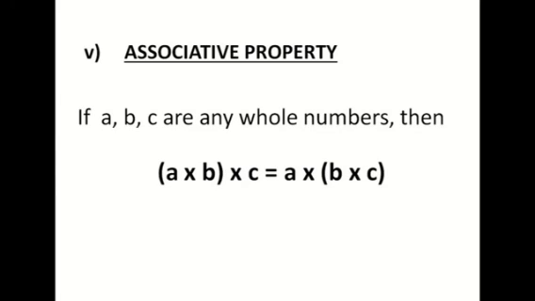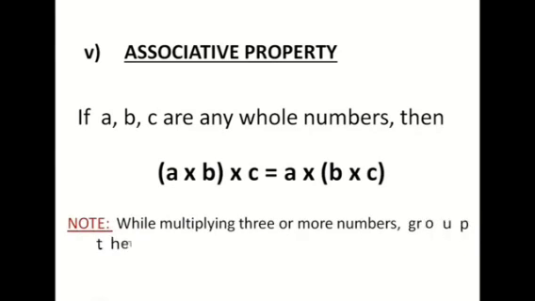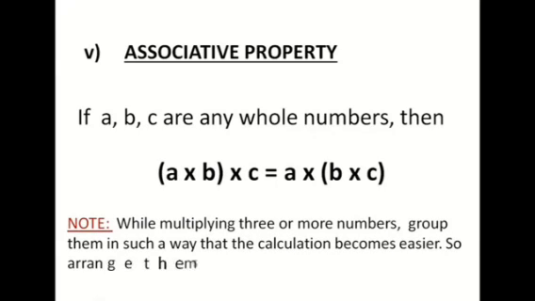Now you tell me, why should we do this kind of grouping? I have explained in the property for addition also. Can you remember? We do this kind of grouping to make our calculation easier. So please note down this point: while multiplying 3 or more numbers, group them in such a way that the calculation becomes easier. So we have to arrange them suitably, then we will multiply. We will work out a few sums and it will be much clearer to you.